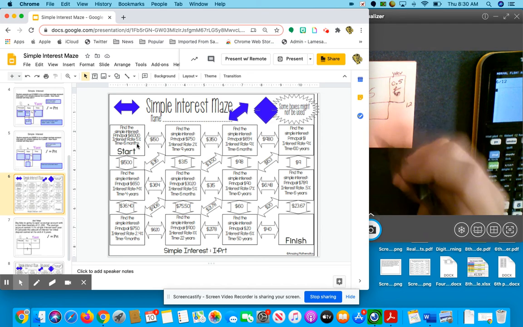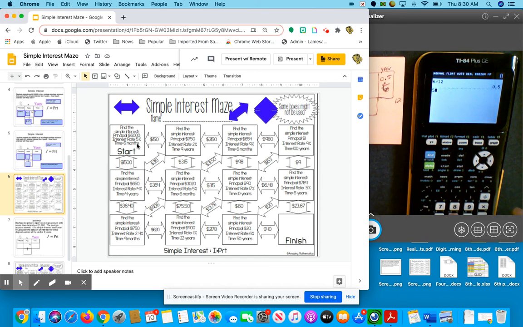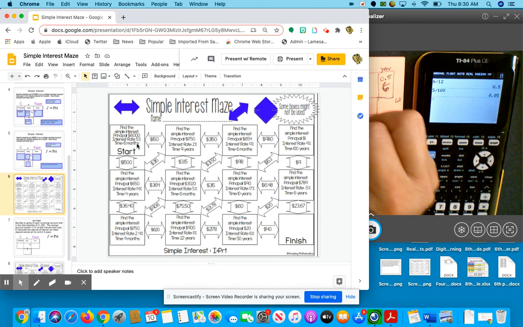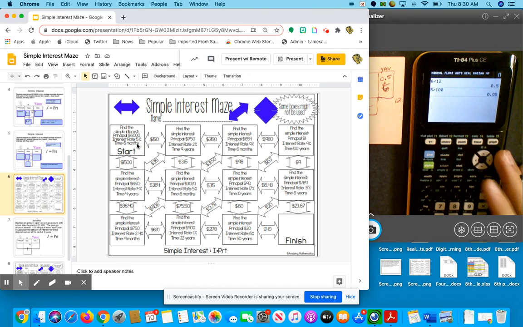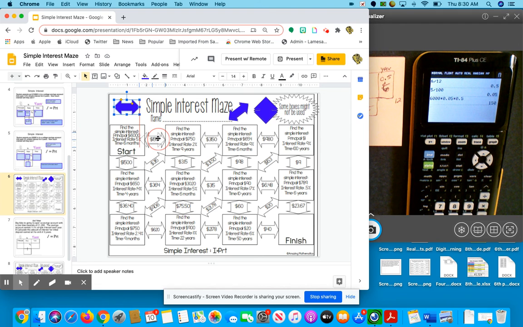And so now I need to take that 5 divided by 100, and it should give me 0.05. And I multiply 6,000 times 0.05 times half a year, which would be 0.5. And so it's $150 would be my interest. And so what we're going to do here is drag our little arrow and put it, and that's going to take us to the next problem.